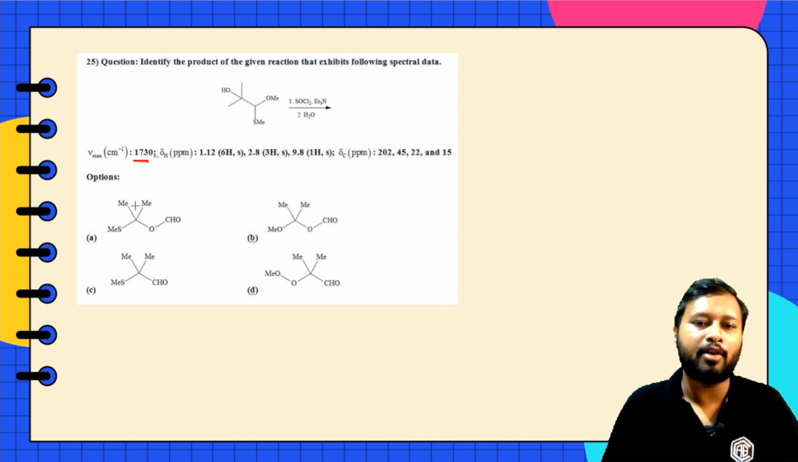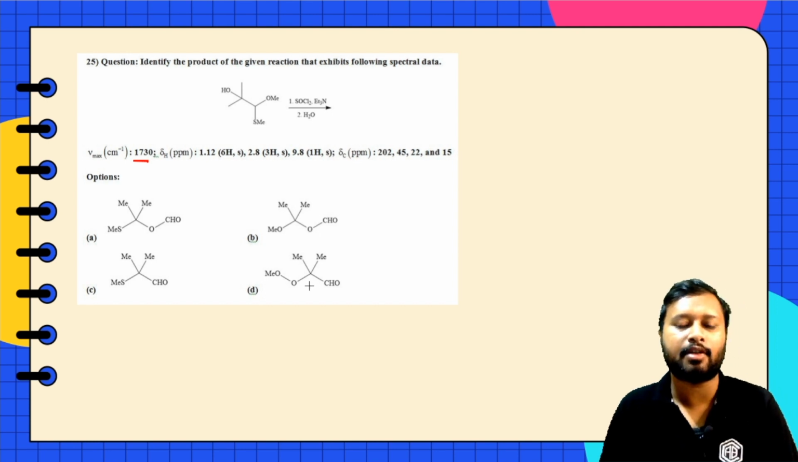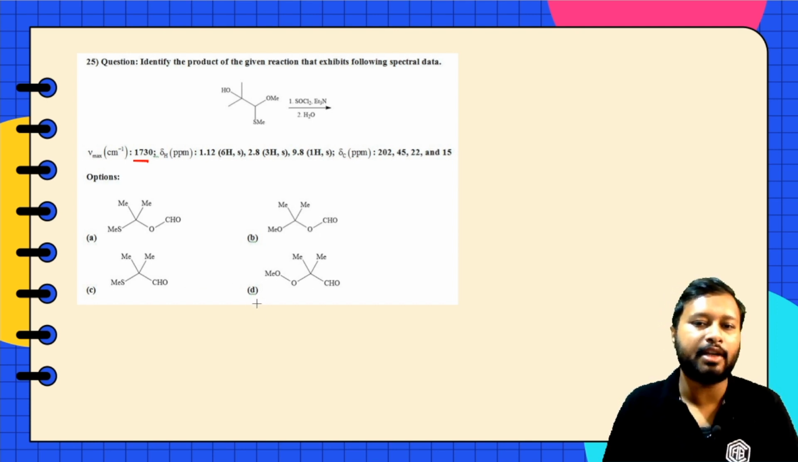Now, if you look at the options over here, in option A you have OCHO, which is basically an ester group. It becomes an ester group, right? C double bond O and H. So it becomes an ester. Here also it becomes an ester. In option C and option D, this remains a ketone, right? Yeah, fine. So that is one thing.